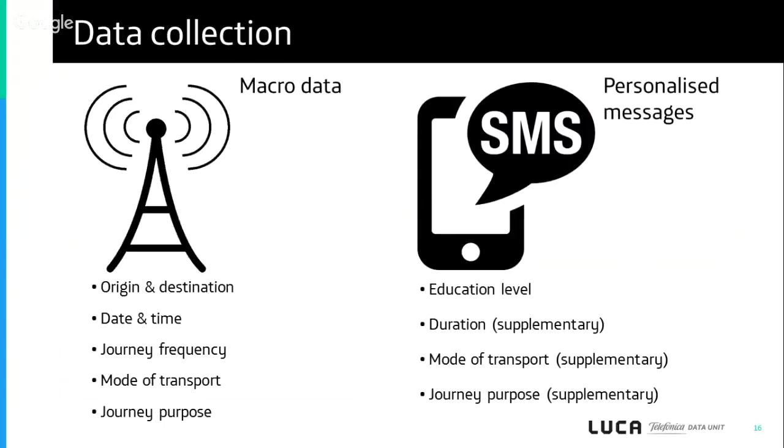But on top of that, we are also using a series of personalized text messages that are sent to a huge number of Movistar users in Quito. And using this SMS, we get information about the education level, duration of the journeys, and also some supplementary information about mode of transport and journey purpose. And those two data sets can be linked together.